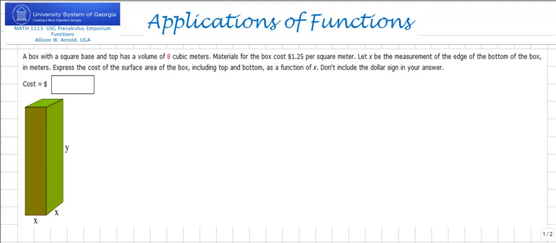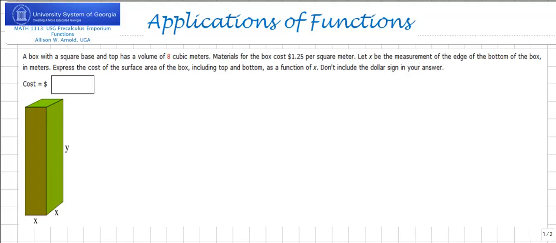A box with a square base and top has a volume of 8 cubic meters. Materials for the box cost $1.25 per square meter. We'll let x be the measurement of the edge of the bottom of the box, or the base, in meters. Express the cost of the surface area of the box, including top and bottom, as a function of x. Don't include the dollar sign in your answer.